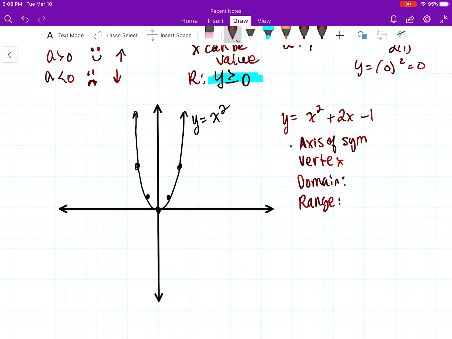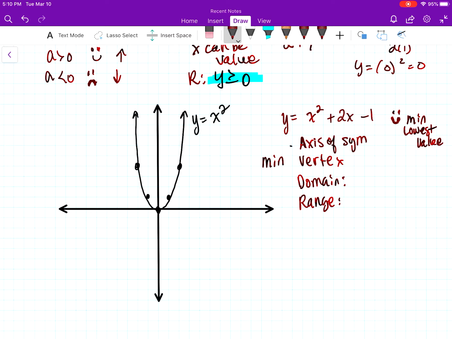Okay, now this is a happy parabola, so we know our vertex is going to be our minimum. That means our parabola is going to be U-shaped instead of a frowny face. Okay, see, I'm drawing a little frowny face, so that means minimum. We're going to have a lowest value.